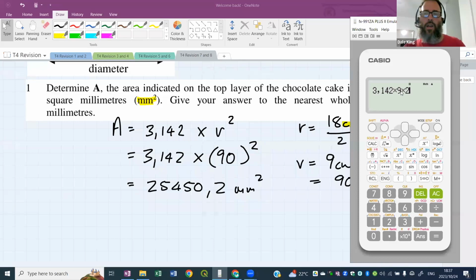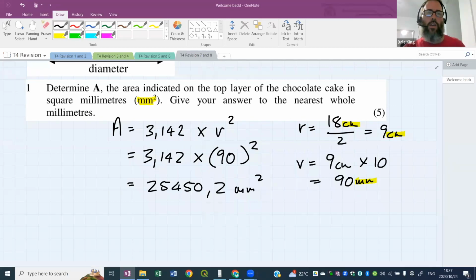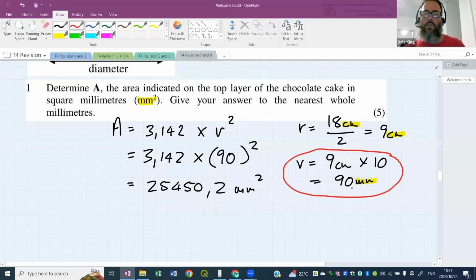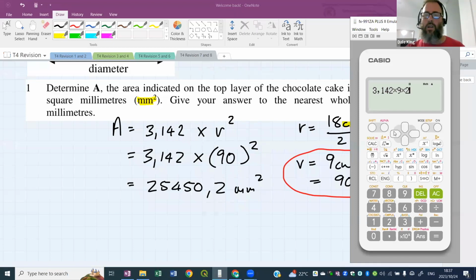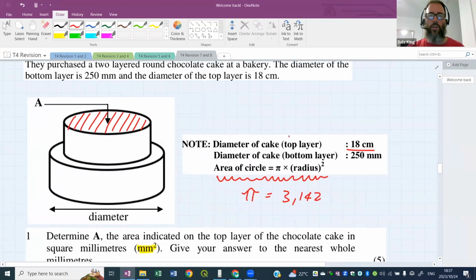So first of all, the 9, we need to change that to millimeters. You see over here on the right-hand side, I changed my 9 centimeters to millimeters because the question wants millimeters squared. That's the first thing. The second thing is, in your formula there, it's not times 2, it's to the power of 2. If I go to the question up here, you can see in the formula that they give us, the area of a circle is radius squared.